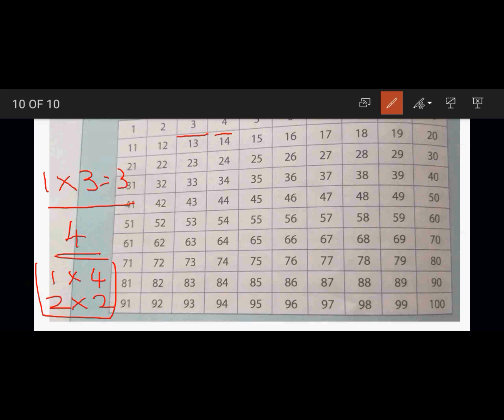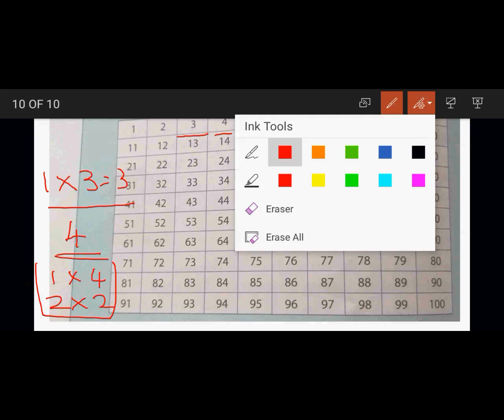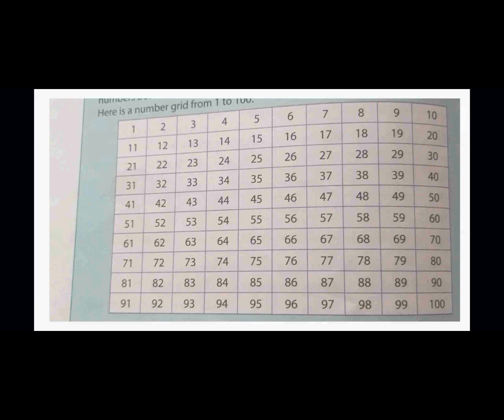So this is what we have to understand. Any number that has more than 2 factors is going to be called a composite number. Please write it down in your notebook also: 4 is a composite number. Sorted? All have finished it? Quickly write it down.